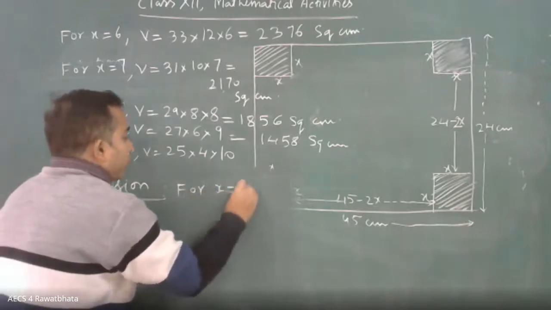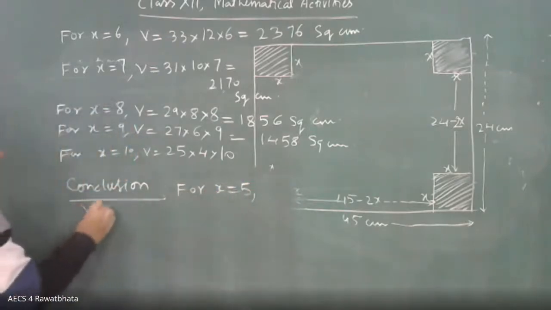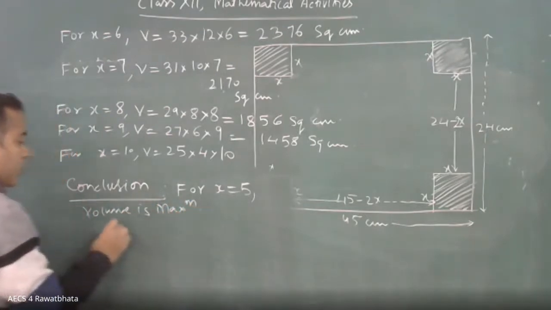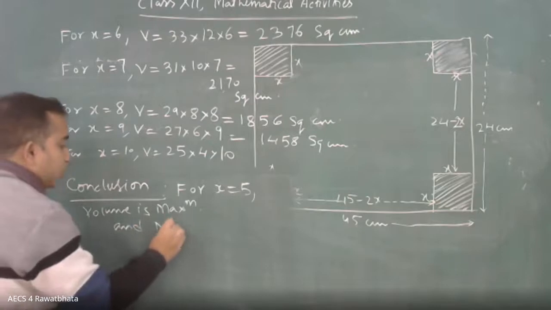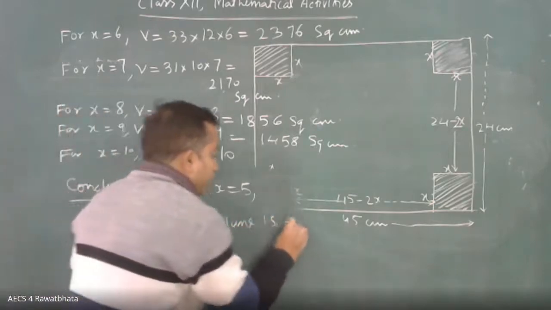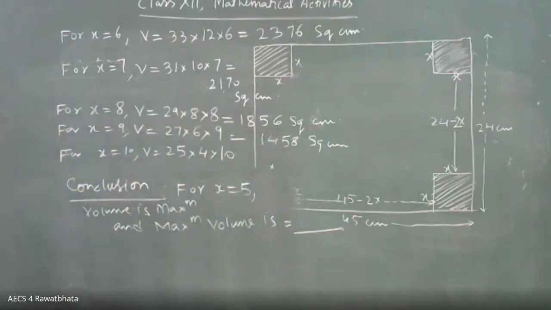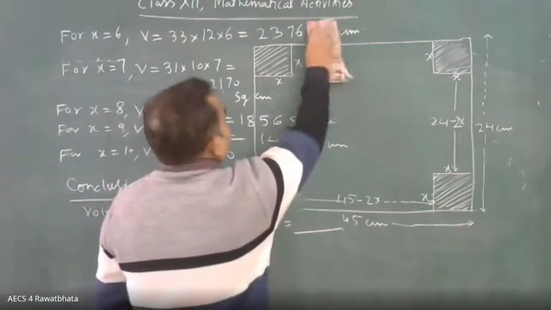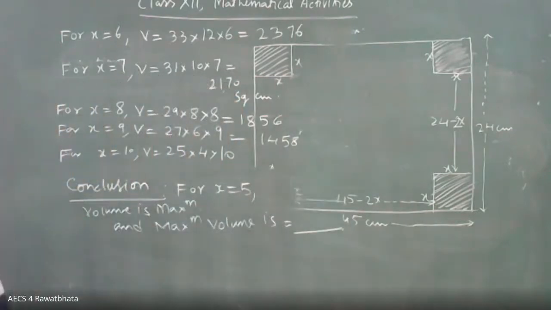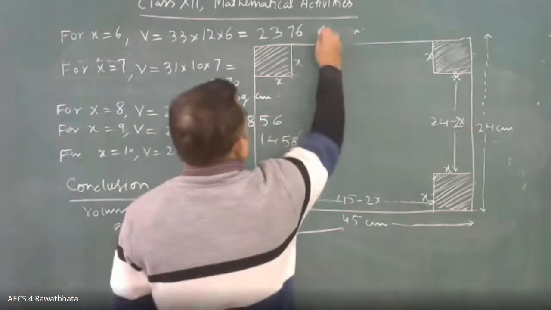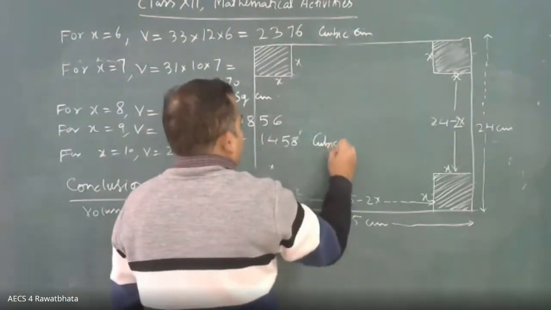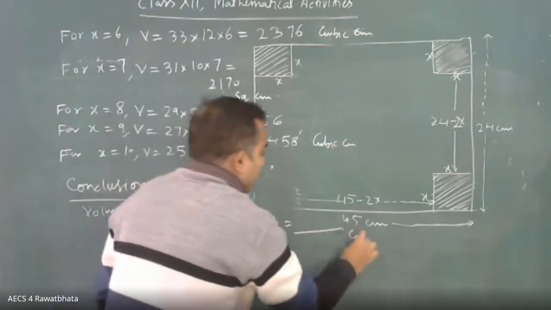For x equal to 5, volume is maximum, and maximum volume is that you can write. Or centimeter square, I was writing wrong actually. It is cubic centimeter. I'm sorry. Please correct the units. You know, volume unit is always cubic cm. So sorry, it is cubic cm. Please write centimeter cube.